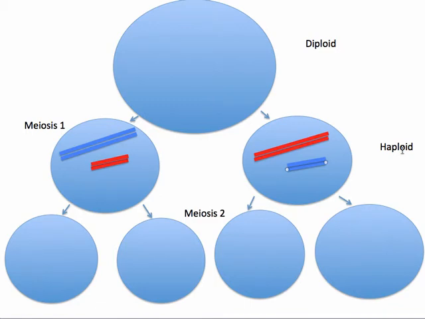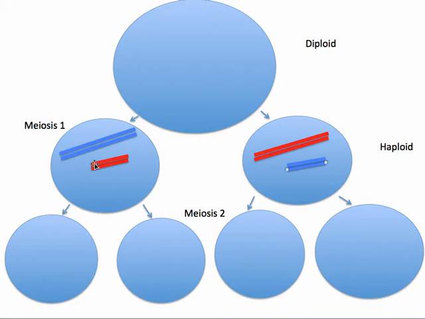No, they're not. So, for example, the blue material here might represent genetic information that comes from your mother. The red material here and here might represent genetic information coming from your father. And notice that these two cells are not only haploid, but they are no longer genetically identical. Okay, so that's what we end up with at the end of meiosis 1.